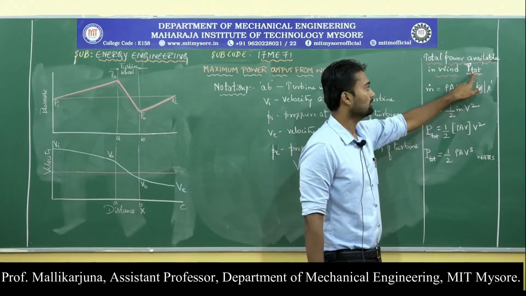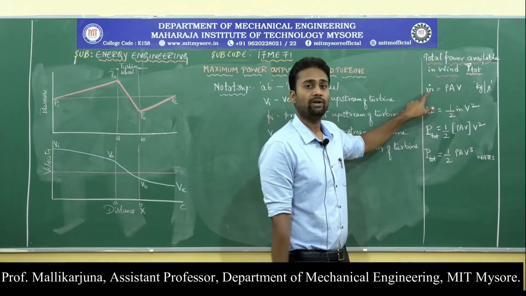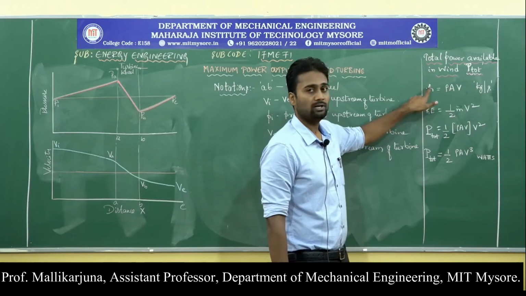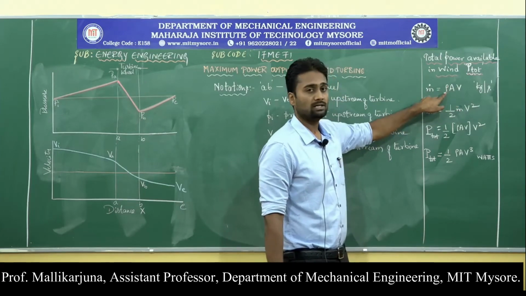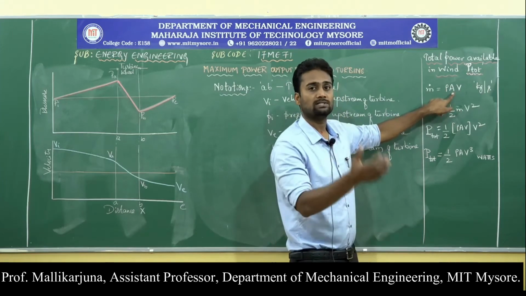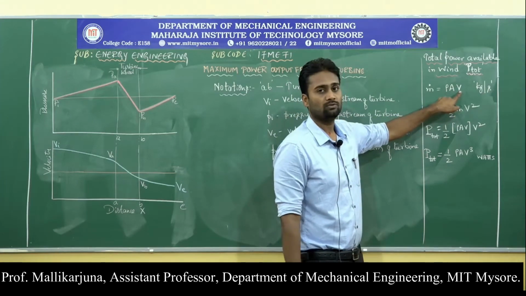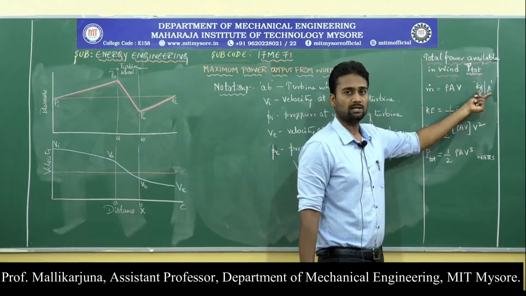In order to look at this P total, I will look at the mass flow rate of the wind first. Mass flow rate of the wind is given by rho A V, where rho is the density of the fluid, wind, A is the area of the blade on which it is striking, and V is the velocity of the wind. So, rho A V will be in terms of kg per second.